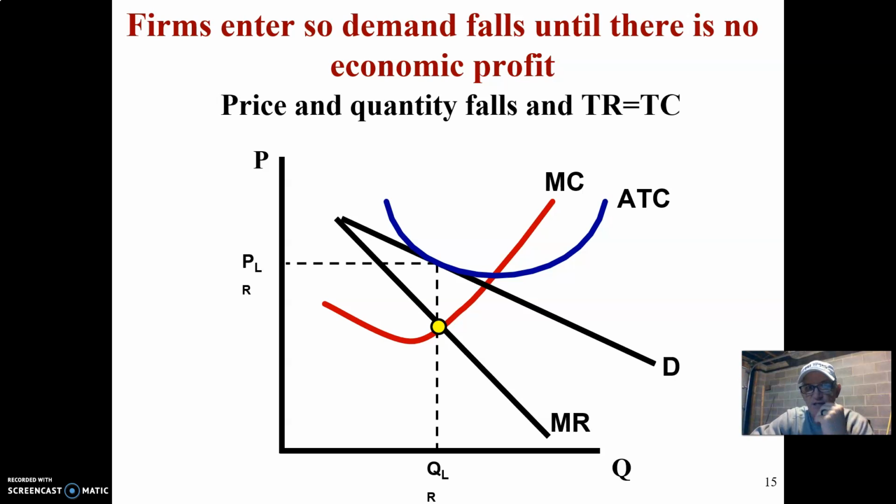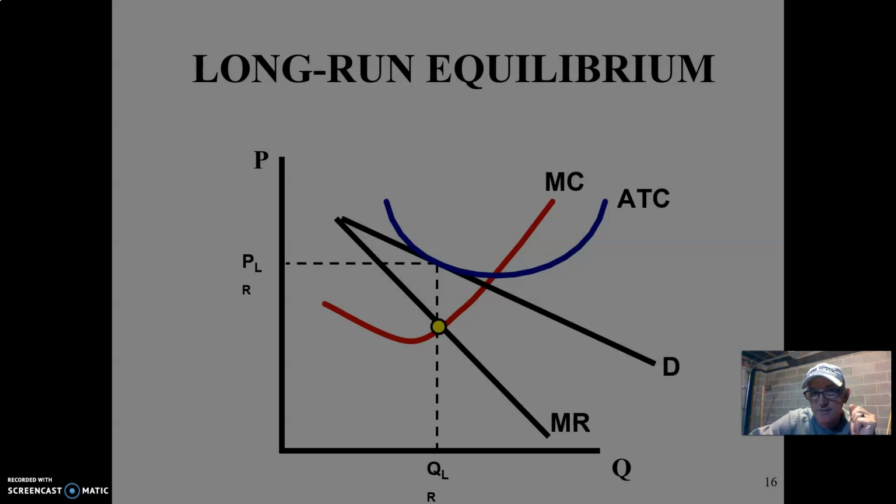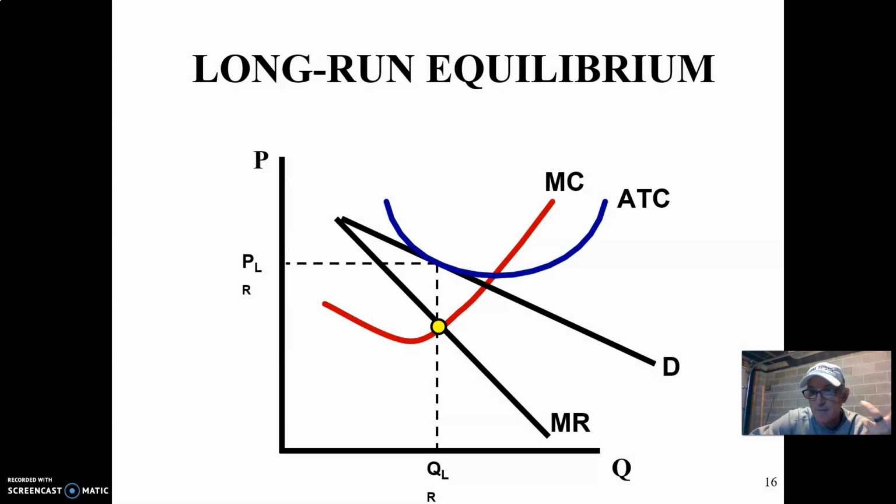That's it. Okay, price and quantity falls, total revenue will now equal total cost. That's kind of the trick to it, okay? And that puts me in long run equilibrium. So basically, that is a monopoly graph in long run equilibrium showing no economic profit.